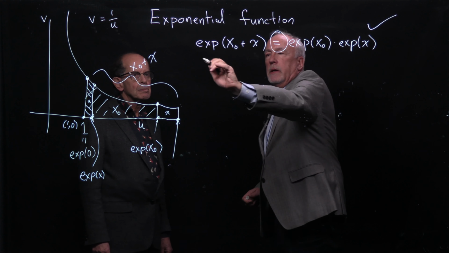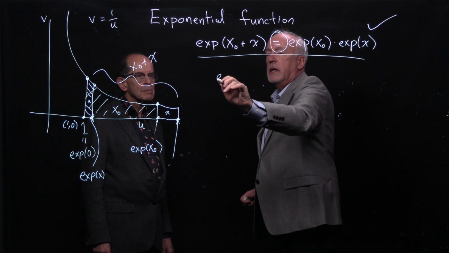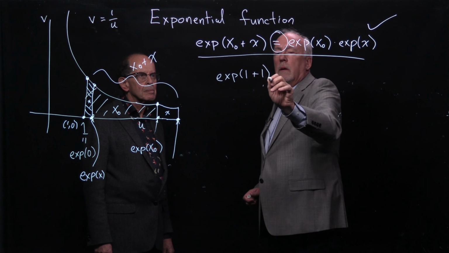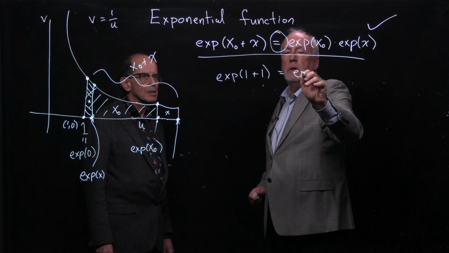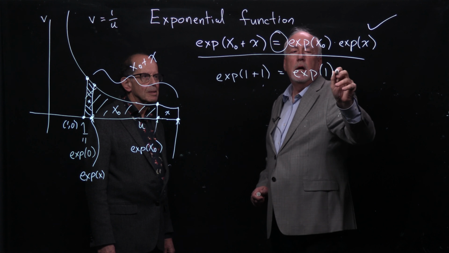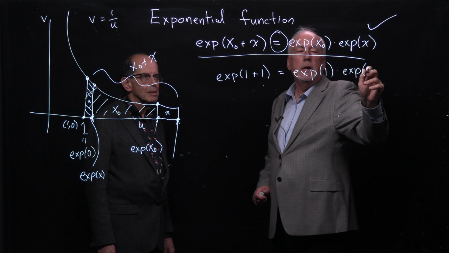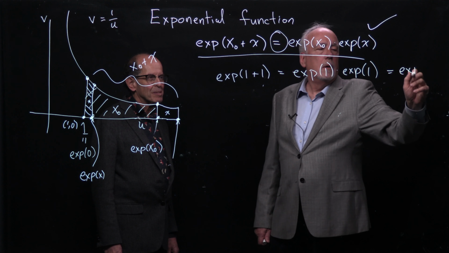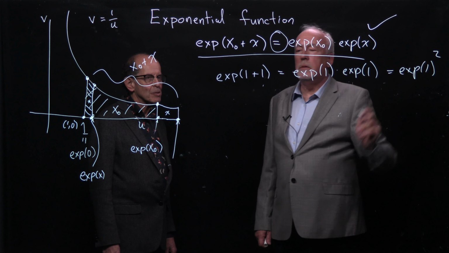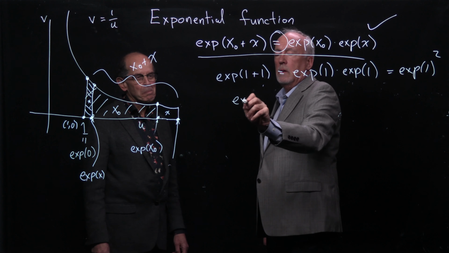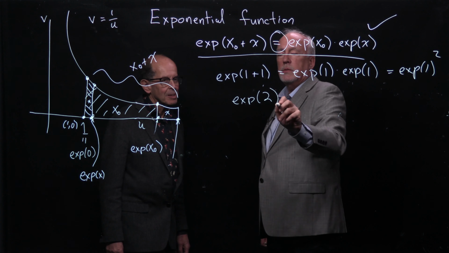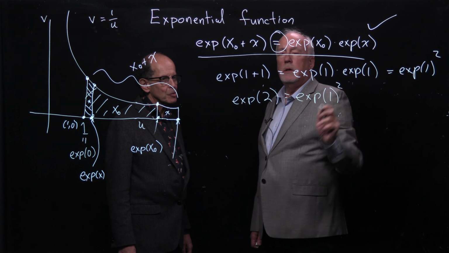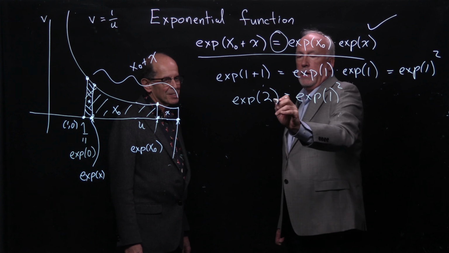So let's look at this formula. Now let's do a simple example. Let's take exp of 1 plus 1. This is exponential of 1 times the exponential of 1 from our formula up here, right? Which is the exponential of 1 squared. So what happens if you did 1 plus 1 plus 1? Well, I'm going to write this out. This exponential of 2 is the exponential of 1 squared. So exponential of 3?